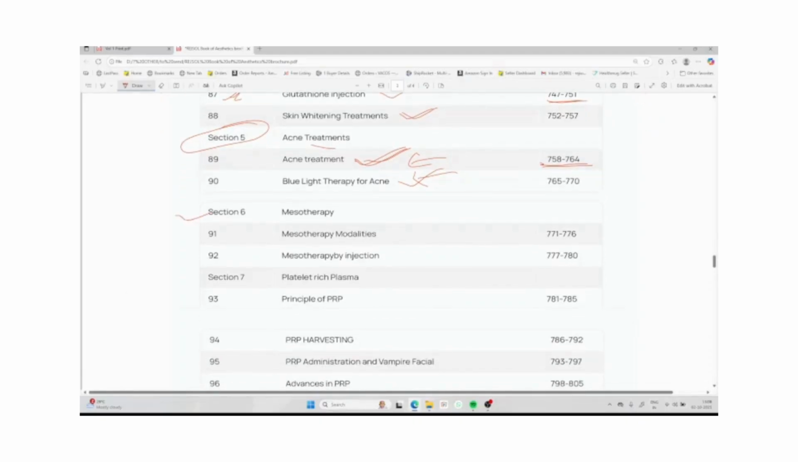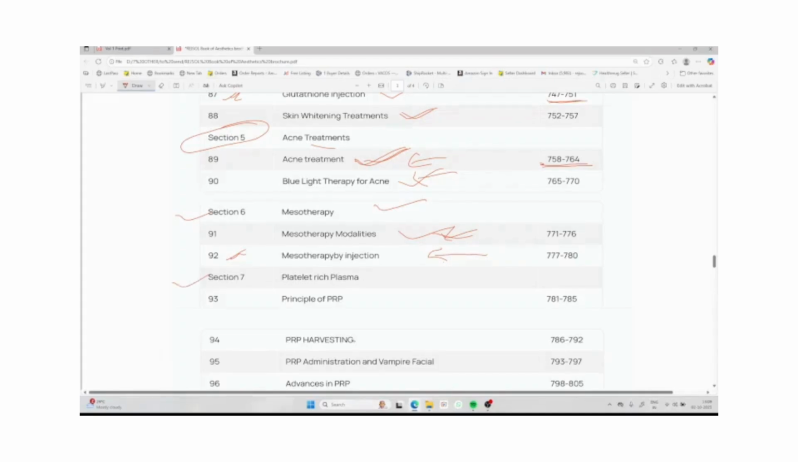Now section 6 is mesotherapy. What are the different modalities of meso? What is ultrasound meso? What is meso with dermal rollers or injections? Everything is given in here. And the next chapter is mesotherapy by injection. How do you do mesotherapy by injections? That is in chapter number 92.